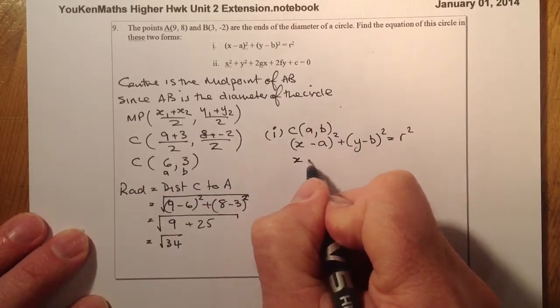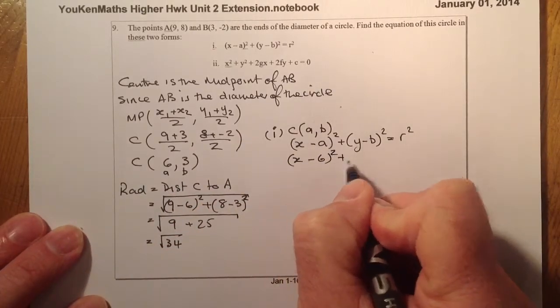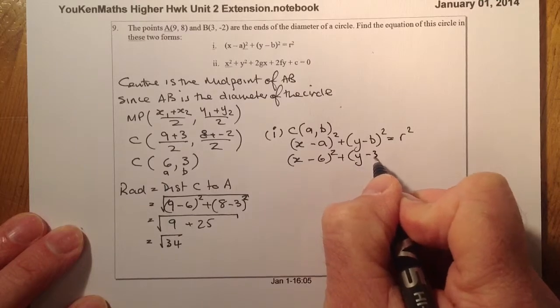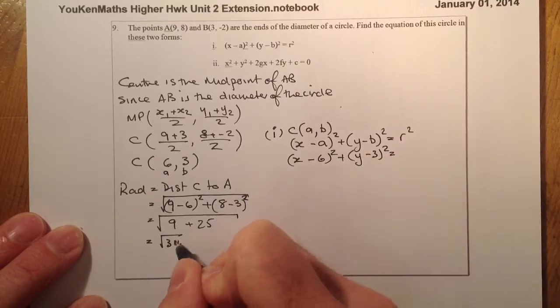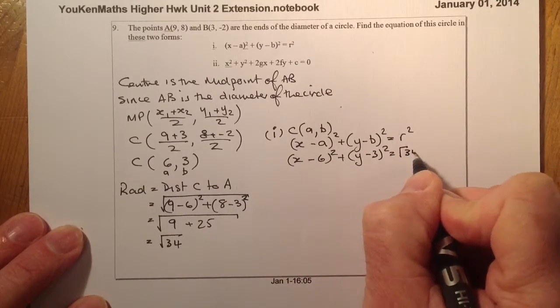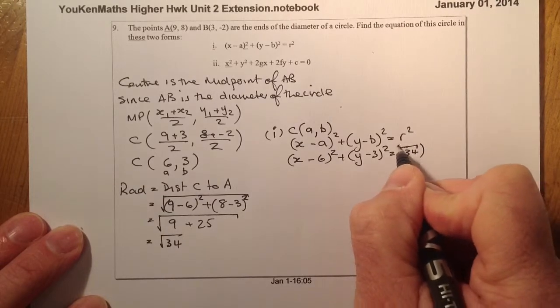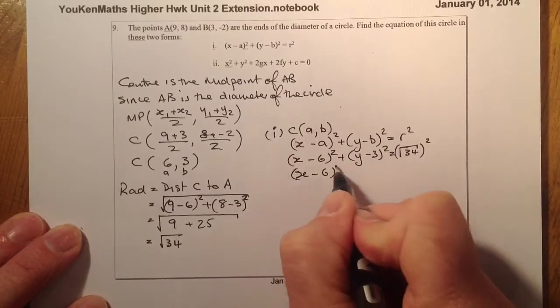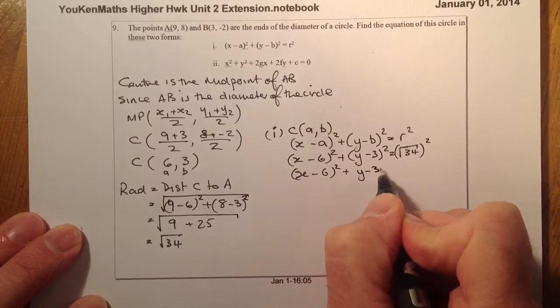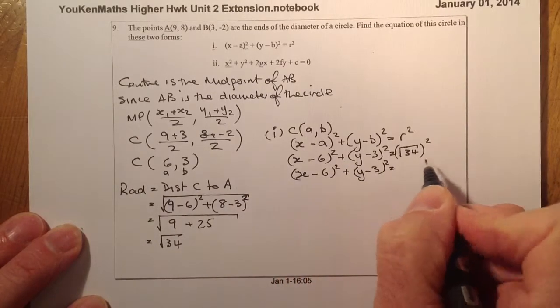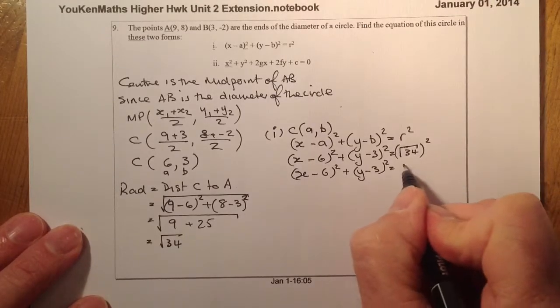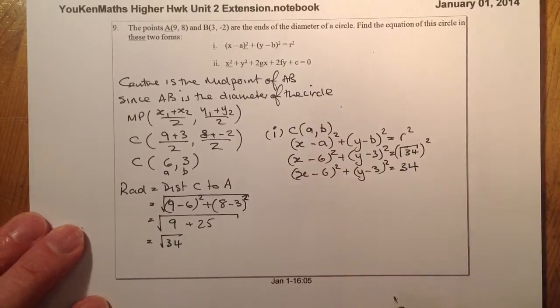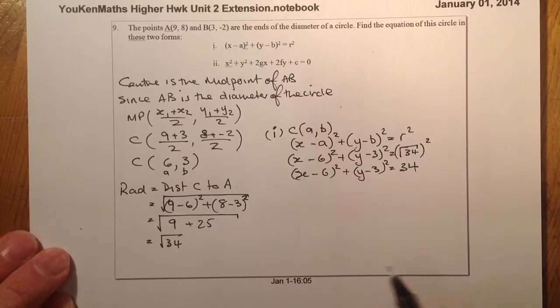So I've got (x minus 6) squared plus (y minus 3) squared equals the radius, which is root 34, and all I'll do with that is square it. So (x minus 6) squared plus (y minus 3) squared is equal to root 34 times root 34, which gives me an answer of 34. And that there is the answer for part 1.